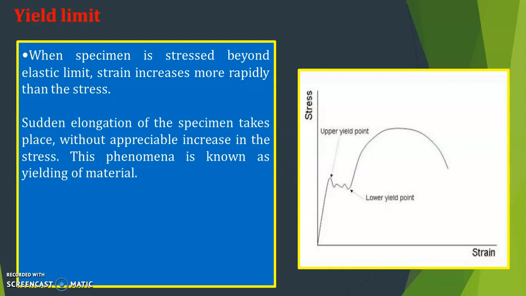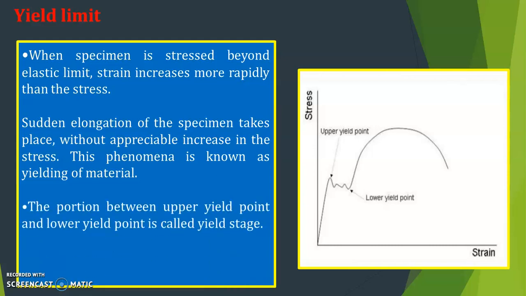This means when the specimen is stressed beyond the elastic limit, the strain, meaning deformation, increases more rapidly than the resistance, and the stress means the resistance to the deformation. But sudden elongation of the specimen takes place without appreciable increase in the stress. This phenomenon is known as yielding of the material. The portion between the upper yield point and lower yield point is called the yield stage.